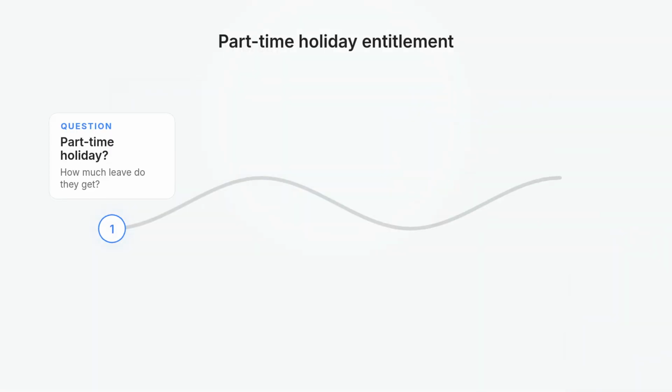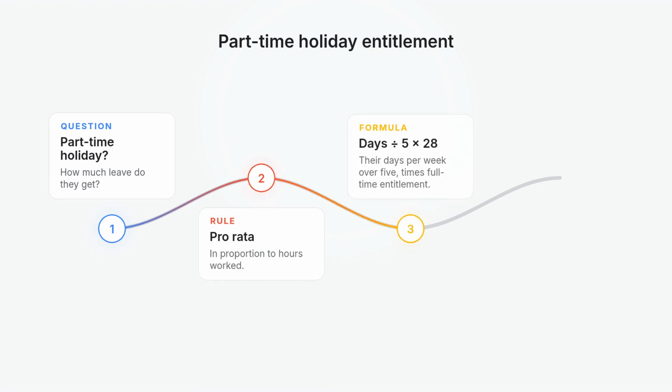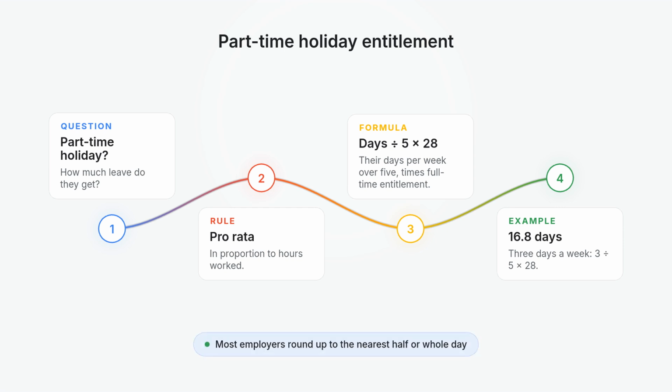How do you work out holiday for a part-time employee? You calculate it in proportion to how much they work. Take their days per week, divide by 5, then multiply by the full-time entitlement. So if someone works 3 days a week, that's 3 divided by 5 times 28, which gives you 16.8 days. Most employers round that up to the nearest half or whole day.